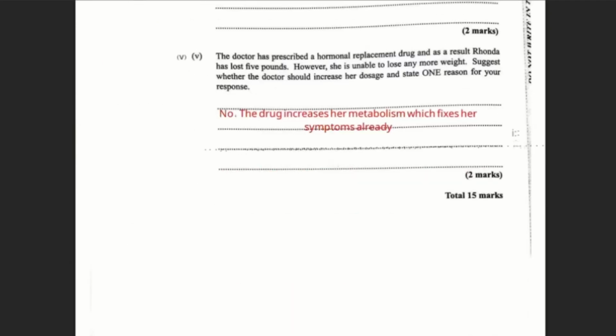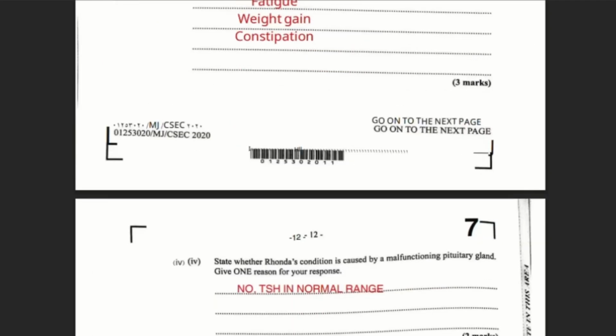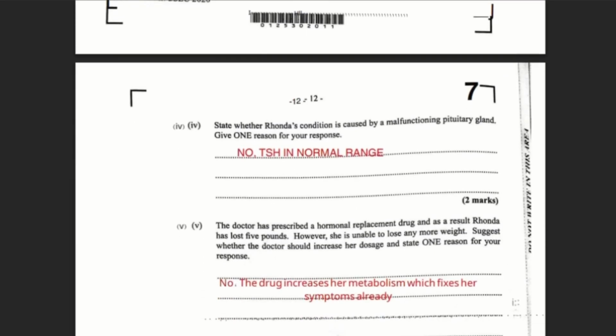So as we said before, if the pituitary gland was the problem, we would know, since it is what secretes the thyroid stimulating hormone that gets the thyroid gland to work. But in Rhonda's case, it's in the normal range, so that is not the issue.